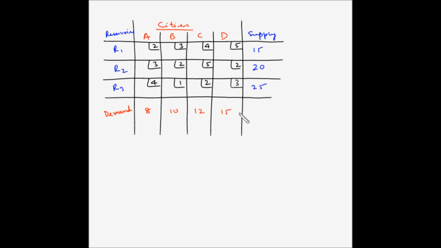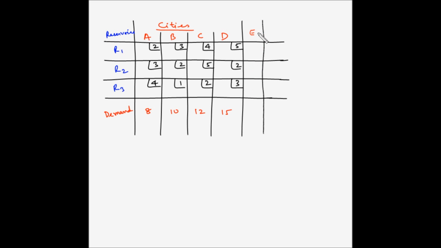So what we can do is add another source of demand, which is like a dummy source of demand. And for that source of demand, we'll have the demand equal to the differential between the total supply and total demand, which is 15. So let's add another column here. So let's call this column E, which has a demand of 15. And let's place the supply here as it was before. So 15, 20, and 25.